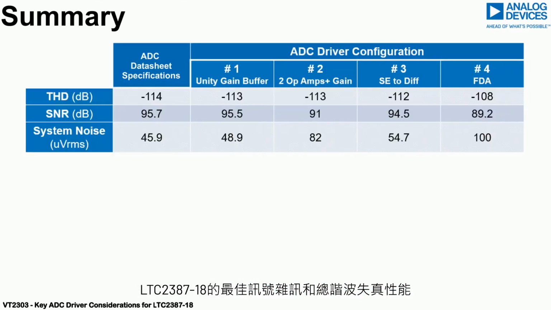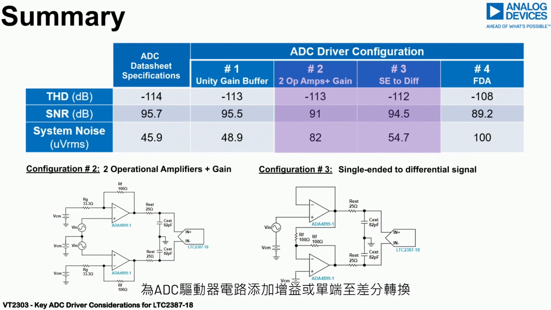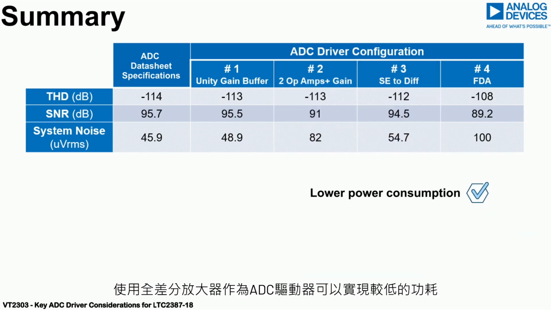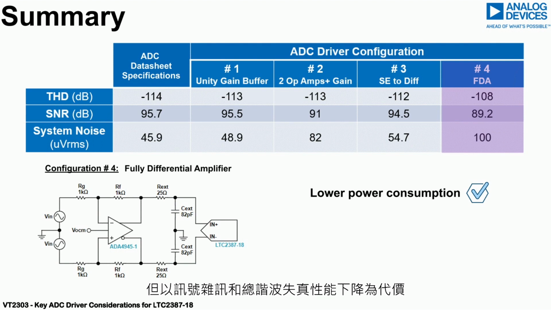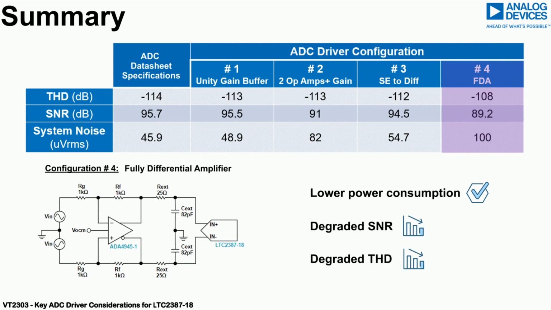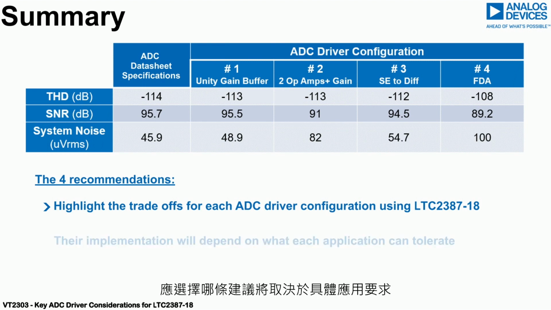In summary, optimum SNR and THD performance for the LTC2387-18 is achieved with a unity gain buffer ADC driver circuit. Adding gain or single-ended to differential conversion to the ADC driver circuit impacts SNR and THD. Lower power consumption is achieved with a fully differential amplifier used as the ADC driver, but at the expense of degraded SNR and THD performance. The four recommendations highlight the trade-offs for each ADC driver circuit configuration when using the LTC2387-18. The implementation of recommendations will depend on what the application can tolerate.